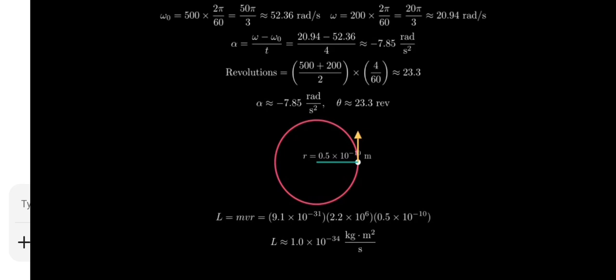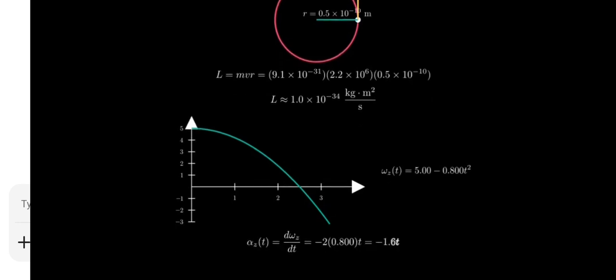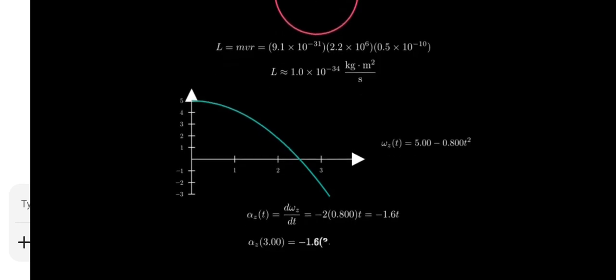Problem 3 gives an angular velocity that equals 5 minus 0.8 times time squared. We sketch the decreasing curve and mention the variables. Differentiating gives angular acceleration equal to negative 1.6 times time. At 3 seconds, alpha is negative 4.8. The average acceleration from 0 to 3 seconds is negative 2.4, because the change in angular velocity from 5 to negative 2.2 over 3 seconds divides to minus 2.4.